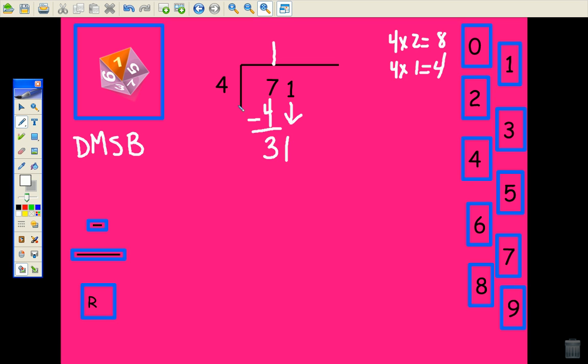So now I have 31. So I'm not trying to decide how many times 4 will go into 71 now. I have 31 here that I've got to put 4 into. Well, I'm going to go over here and do some more of my multiplication facts. I know that 4 times 8 is 32, so that's too many times. 4 times 7 is 28. So I'm going to use 7 this time.